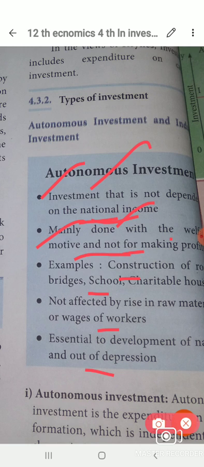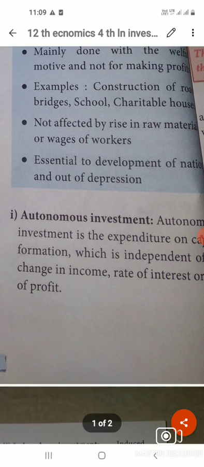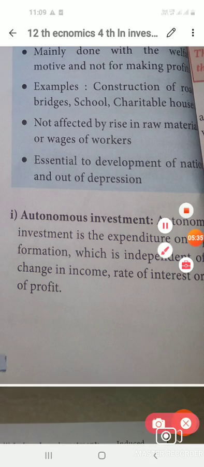Suppose a depression period or any difficult period occurs in the economy, the government starts to put in some amount. From this amount the people also cover some business and earn income. Next, autonomous investment is independent of changes in income, and also of the rate of interest and profit. So that is called autonomous investment.